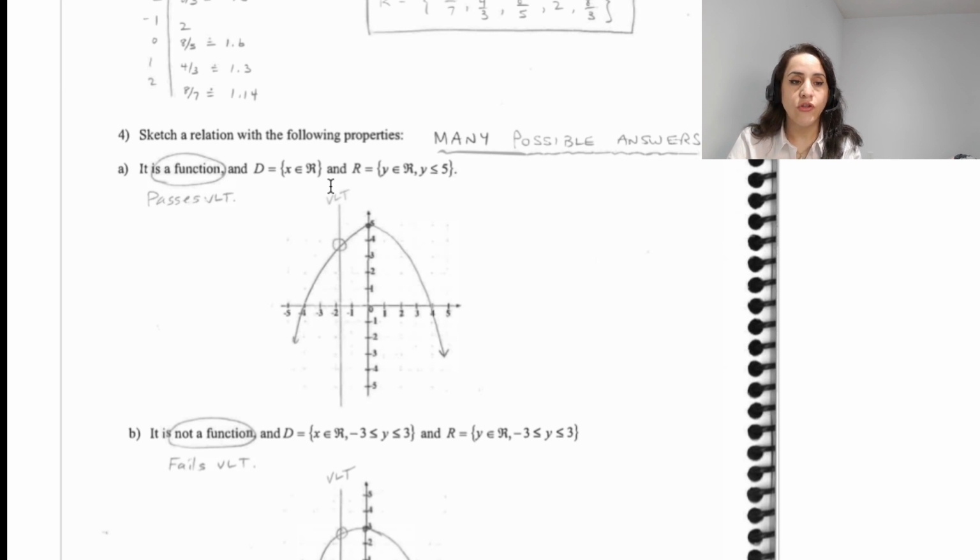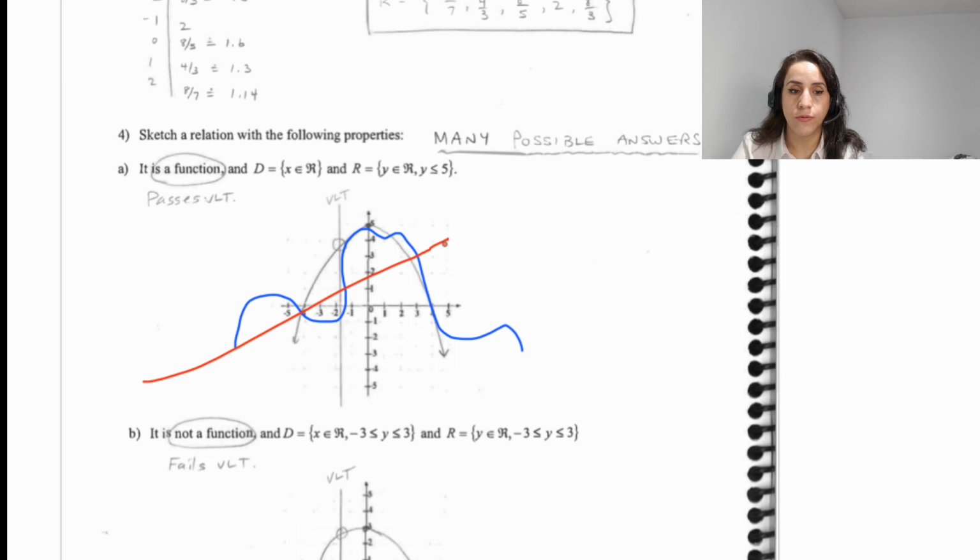Draw a function where the domain is all real numbers and the range is all real numbers less than or equal to 5. Here is one example of an answer that you may have. You can have so many different answers, as long as your graph is less than or equal to 5 and follows the instructions for a function. This red one is another function. The domain is all x, and the range is all numbers less than or equal to 5.